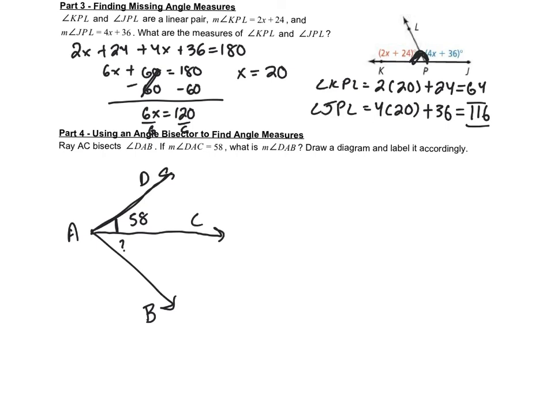So what that means is if DAC is 58, then DAB will be DAC plus CAB. So CAB will also be 58. Now, if we wanted to determine the angle measure of DAB, it's just 58 plus 58, which is what? 116. So the measurement of angle DAB is 116.